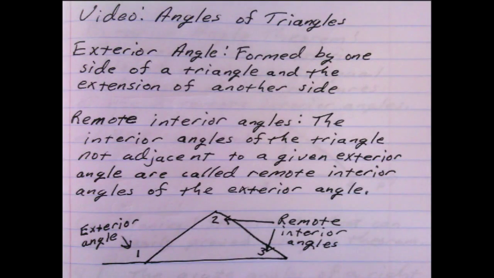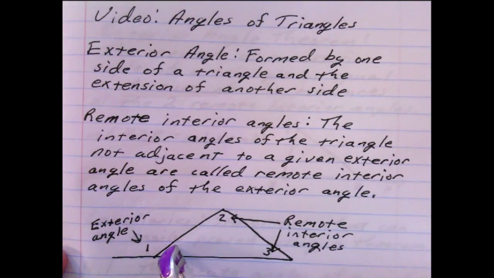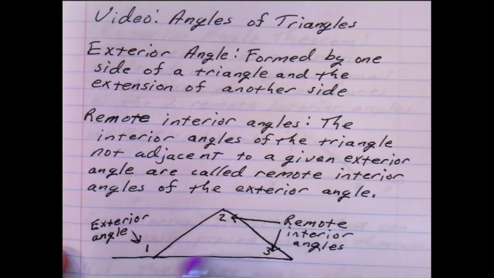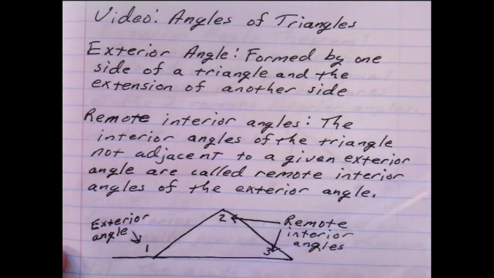So today we're discussing the angles of triangles. We're going to start out with our vocabulary and some postulates and theorems and even some corollaries today. So vocabulary, we have exterior angle. An exterior angle is formed by one side of a triangle and the extension of another side. So if you look down here at the picture, we have one side of the triangle here and the extension of this other side. It's being extended out, and that forms our exterior angle.